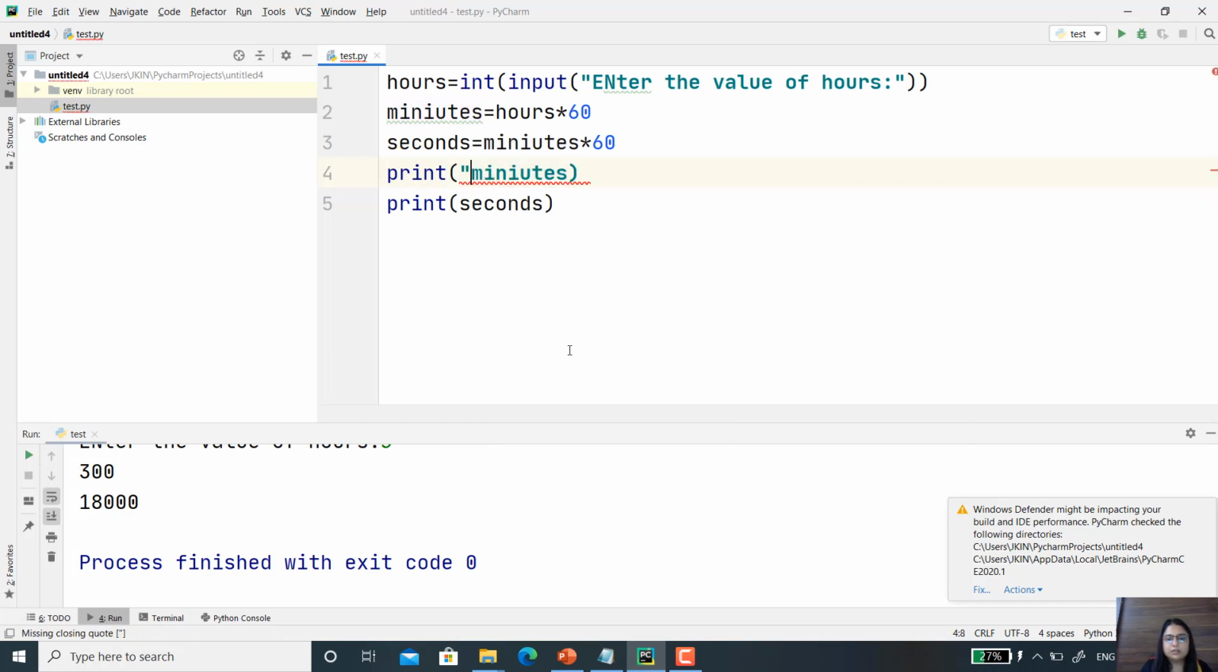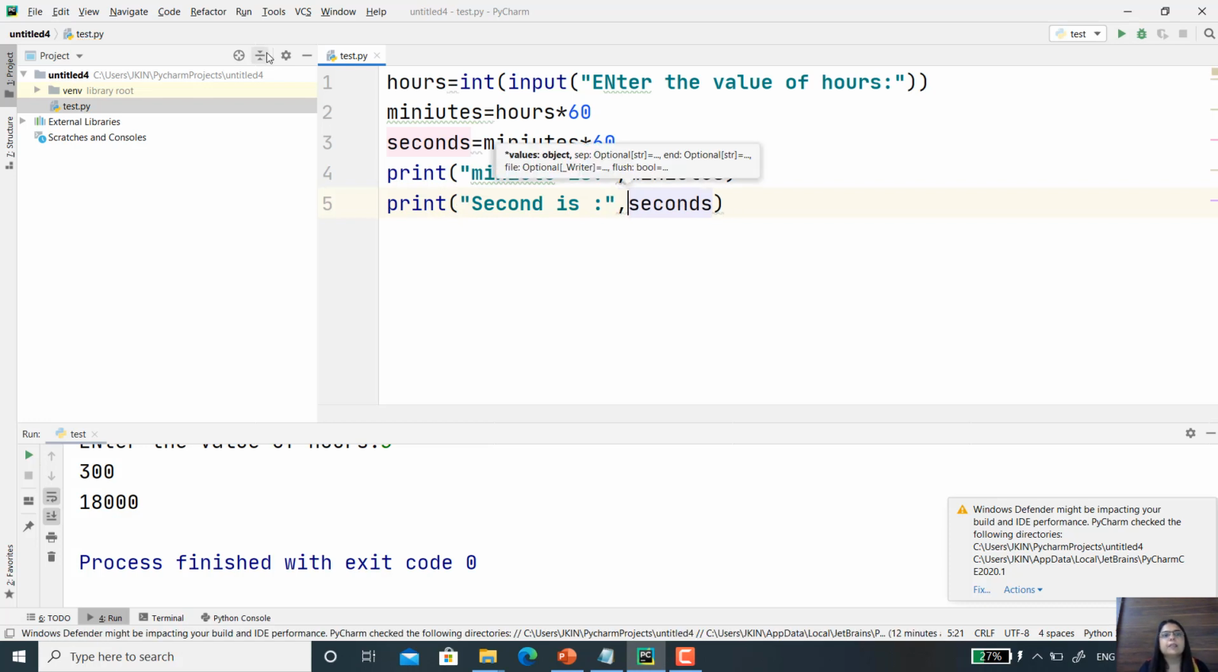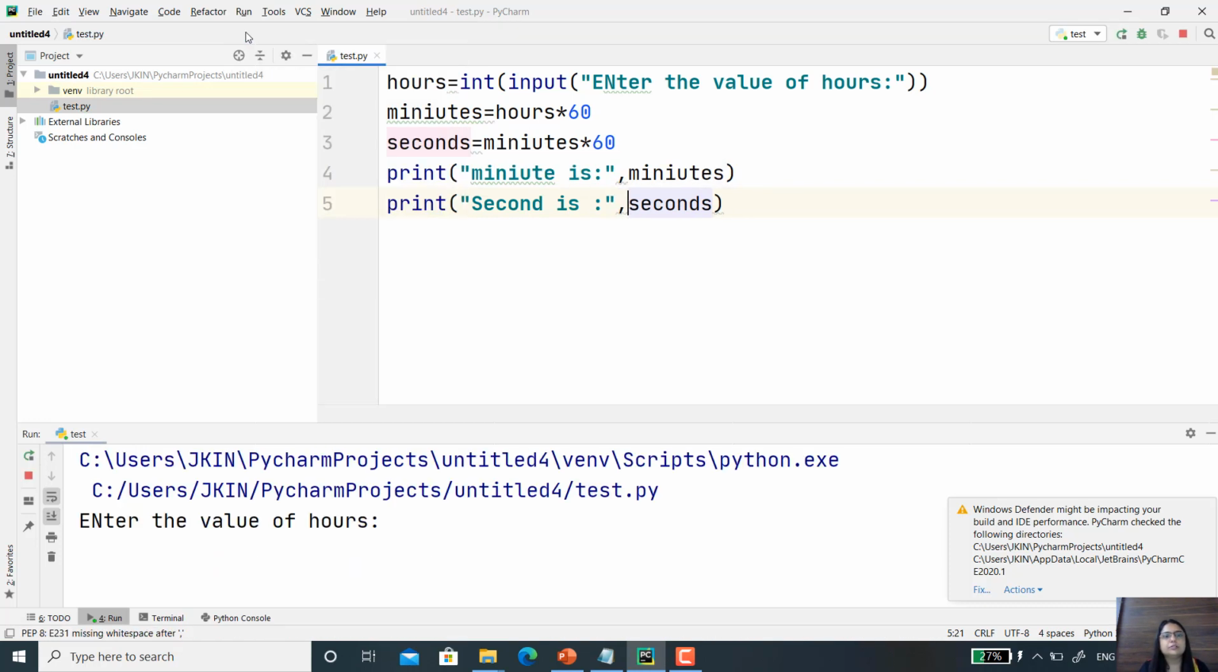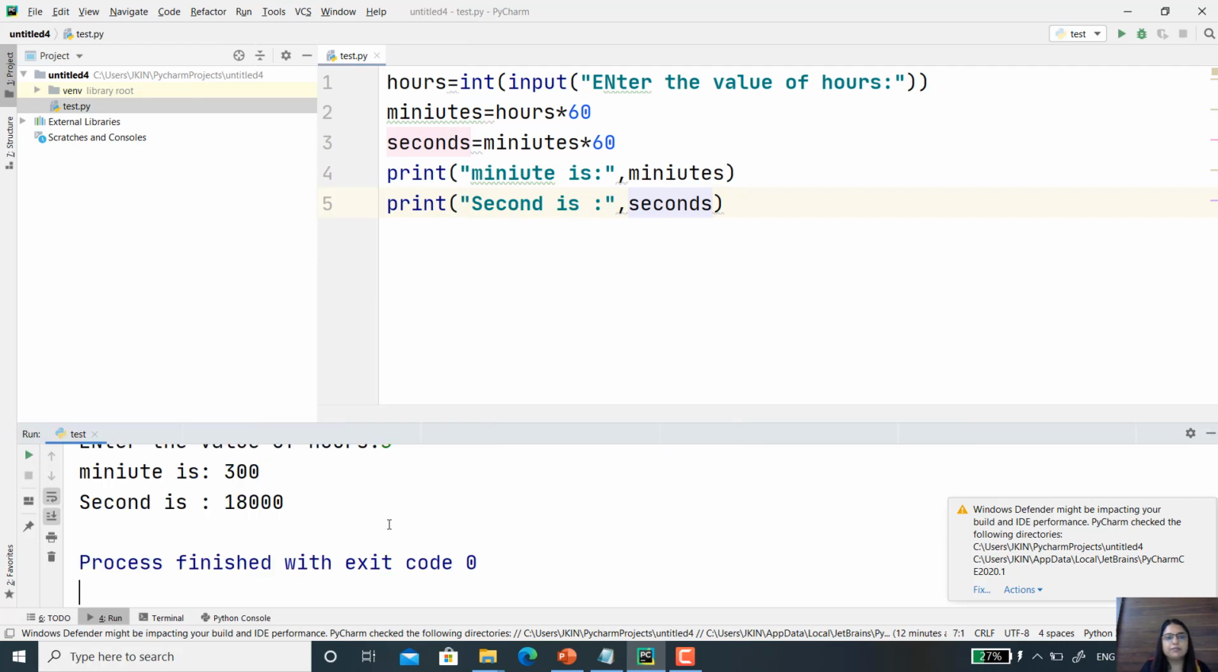Here you can write a small message also. That is, "minutes is", and then print minutes. Here also you do that modification: "seconds is", and then a comma. Now if you execute, then with the same data 5, see, the minutes are 300 and the seconds are 18,000. Alright.